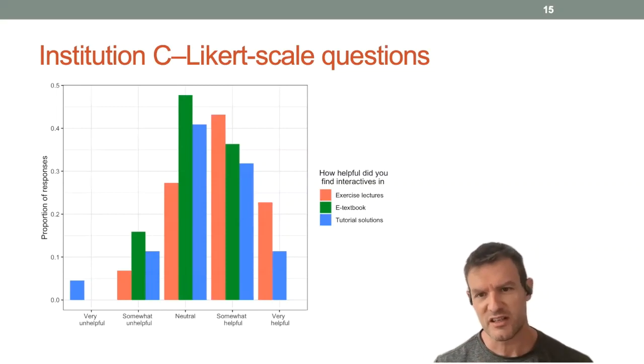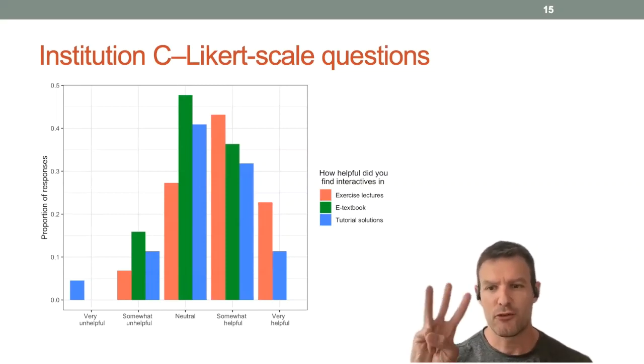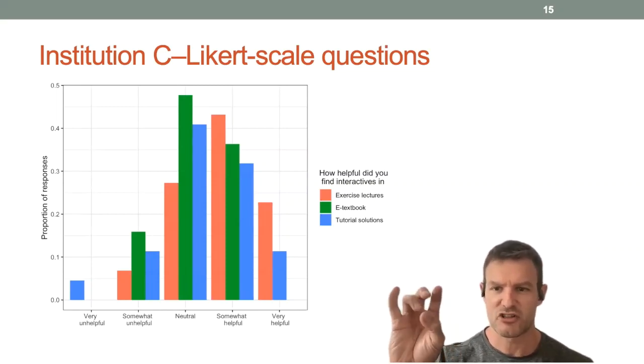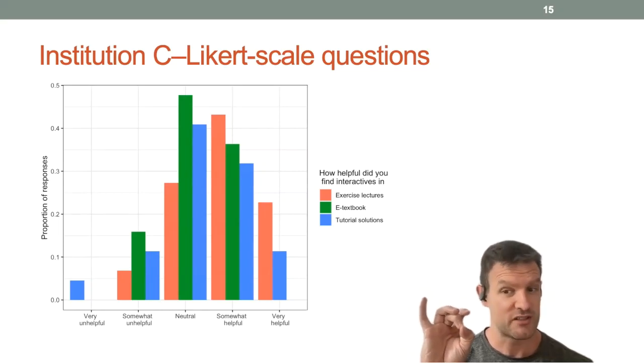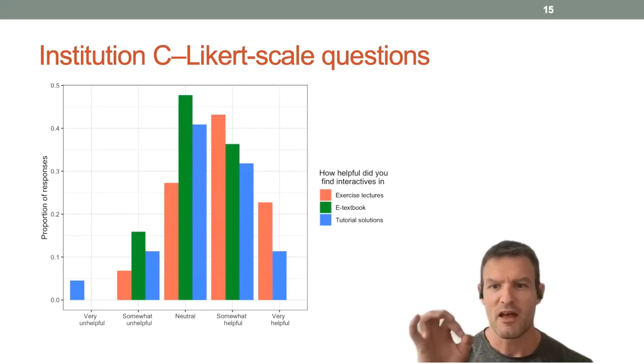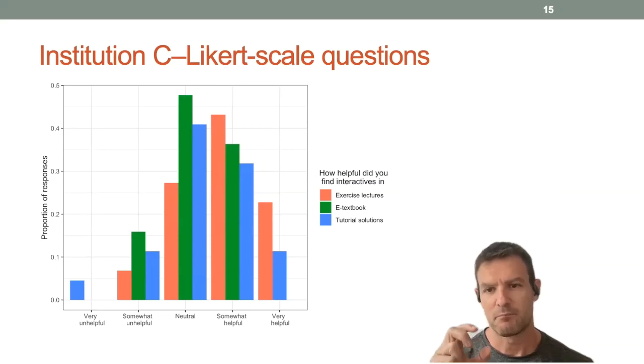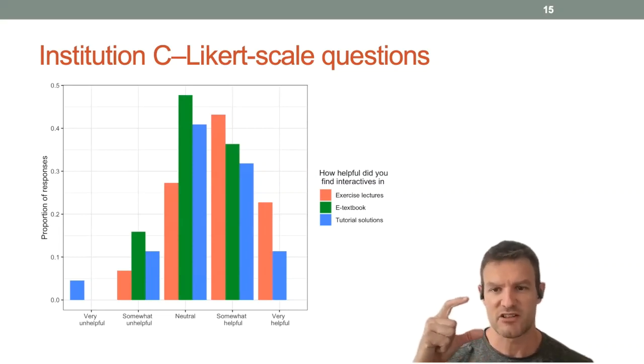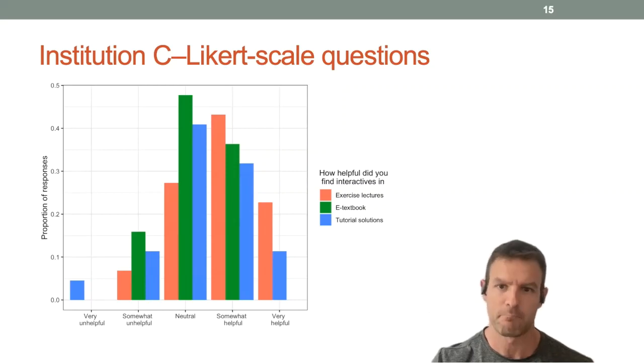So on Institution C, again, Likert scale reporting, 3 different cases: exercise lectures, the interactives used in the e-textbook, which is where they were embedded, and then tutorial solutions. The students predominantly saw them in the exercise lectures and the tutorial solutions, and that's where we implemented them with these exercises in addition to them.